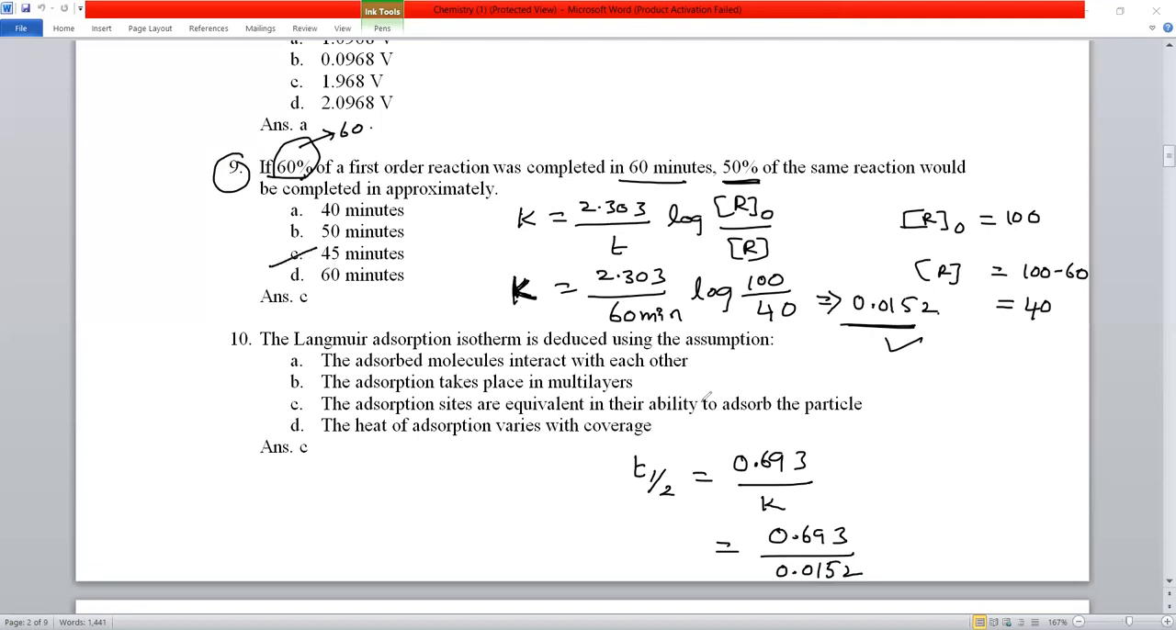Students, on simplification we'll get 45 minutes. The K value is in minute inverse, as well as second inverse. So we'll get the answer in minutes: 45 minutes. Okay. Next, question number 10.